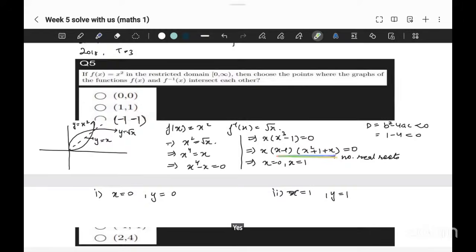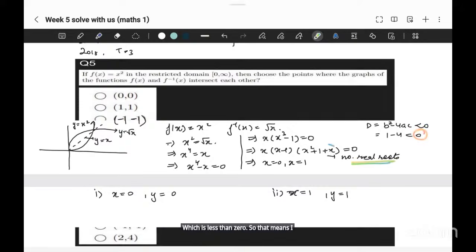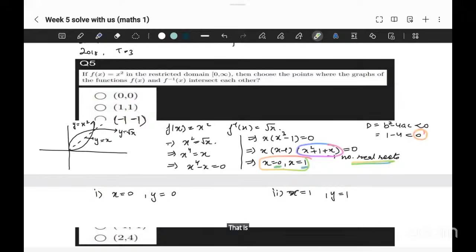Okay. So if you check here, x equals 0, x minus 1 equals 0, right? So that means x equals 0 and x equals 1. And if you solve this other part, my discriminant is b square minus 4ac, right? Which is coming out to be 1 minus 4, which is minus 3, which is less than 0. So that means I don't have real roots for this. So I only have two roots, that is 0 and 1. Correct?